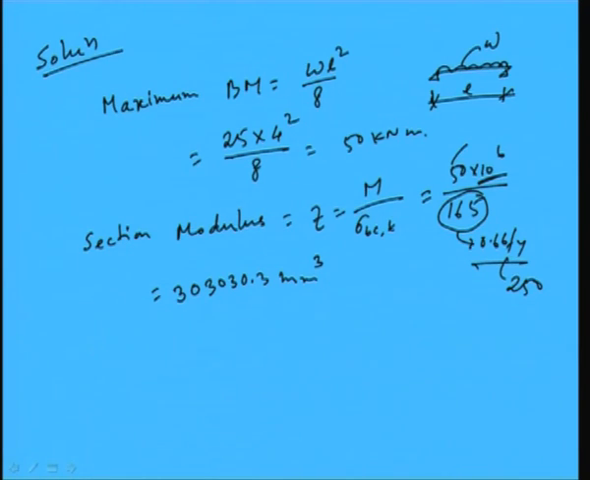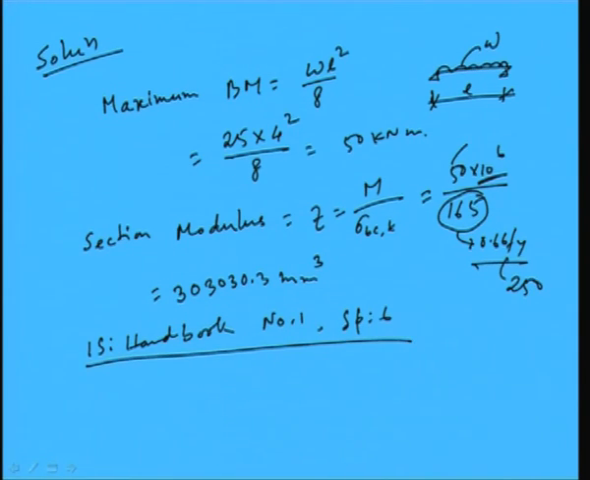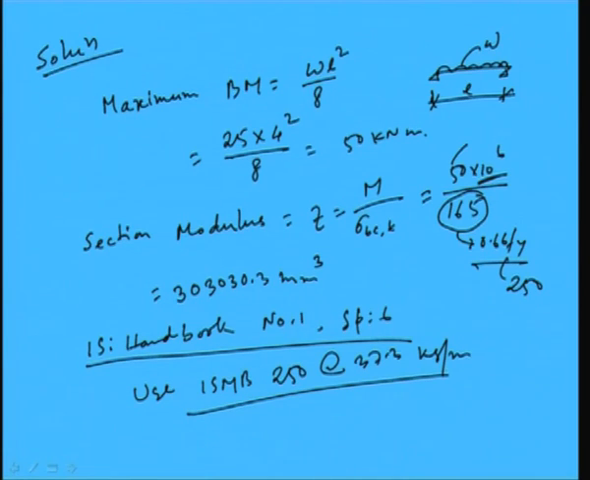Now, from IS handbook number 1, that means SP6, we can find out the appropriate section. So, let us use say ISMB 250 with a weight of 37.3 kg per meter. So, we are using ISMB 250, right.